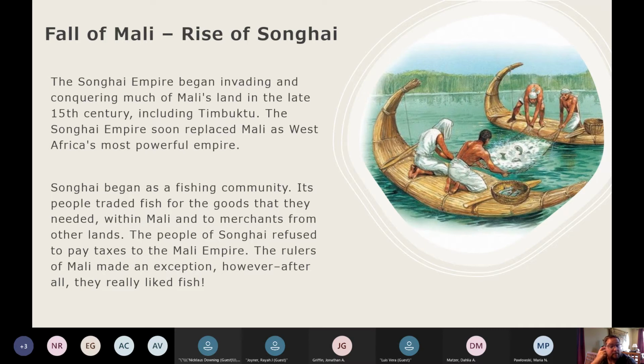The people of Songhai refused to pay taxes to the Mali Empire, and the rulers of Mali made an exception, however. After all, they really liked their fish. So basically, they refused to pay taxes, and Mali for a while just said, okay, that's fine, just keep giving us your fish.